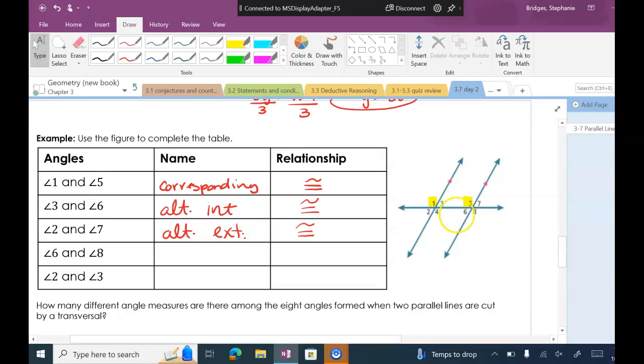Do you notice how 6 and 8 are right next to each other? Those are only on one line. There's not any on the other parallel line. See this parallel line here? Neither 6 nor 8 are on that. 6 and 8 are right next to each other. Those are a linear pair. Okay, they're trying to trick you with that one. And what do we know about linear pairs? Are they congruent or supplementary? Supplementary. And then what about 2 and 3? Vertical, which makes them congruent.